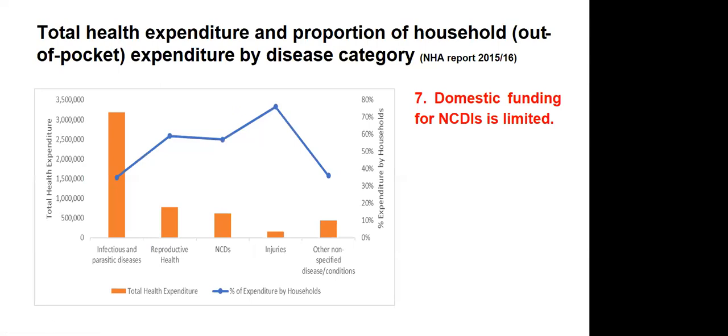Okay. So we also noticed that, yes, NCDI domestic funding is limited. You can see infectious diseases, NCDs and injuries are very low, but we have the highest out-of-pocket expenditure. So you can see what that does to our already impoverished population.